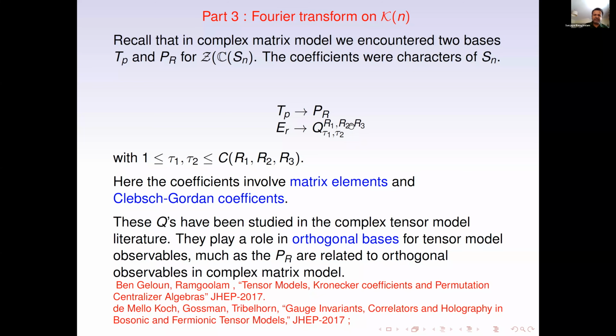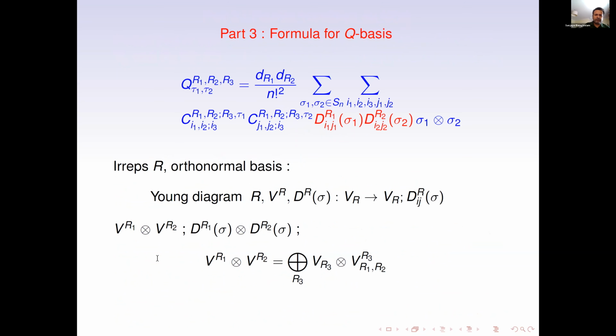And these Qs have in fact been useful in thinking about orthogonal bases for tensor model observables. So just to quickly show you the kind of formula we have for Q, instead of characters, as I said, you have matrix elements. So you have linear operators. If you have some E-rep of Sn associated with some Young diagram, you have linear operators. You can look at matrix elements.